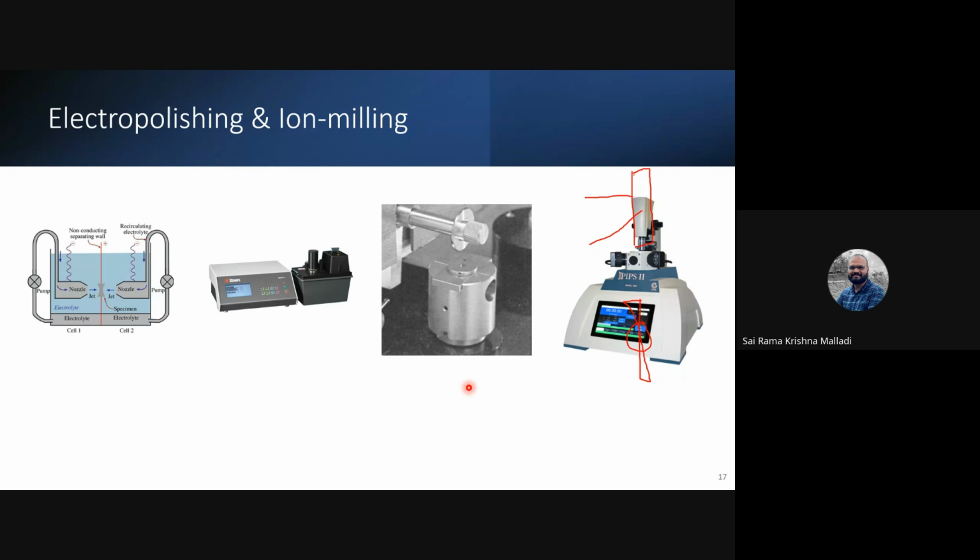But these are bulk specimen preparation techniques which may or may not be very effective for the kind of samples you guys would be seeing. So I've rushed through this particular example. But there's a technique called focused ion beam SEM, which is more effective for the kind of semiconductor samples that you want to look at.